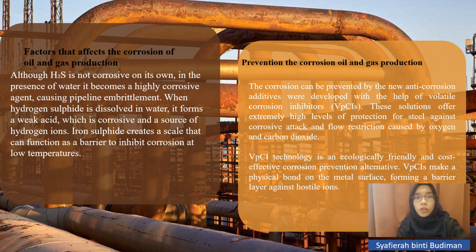Prevention of corrosion in oil and gas production. Corrosion can be prevented by new anti-corrosion additives developed with the help of volatile corrosion inhibitors, which are VCIs. This solution offers a similarly high level of protection for steel against corrosion attack and embrittlement caused by H2S and carbon dioxide. VCI technology is an eco-friendly and cost-effective corrosion prevention alternative. VCIs make a physical bond on the metal surface to make a barrier layer against hostile ions.